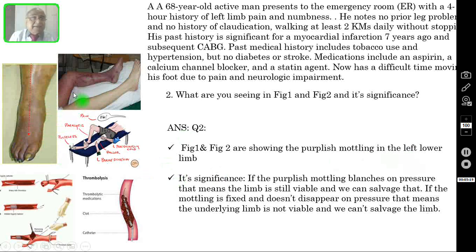What is the significance of this mottling? If the purplish mottling blanches on pressure, that means the limb is still viable and we can salvage that particular limb. Suppose the mottling is fixed and doesn't disappear even on pressure, that means the underlying limb is not viable and we cannot salvage the limb. So this is a very important finding. Whether we can salvage the limb or not, merely by doing this test we can ascertain.